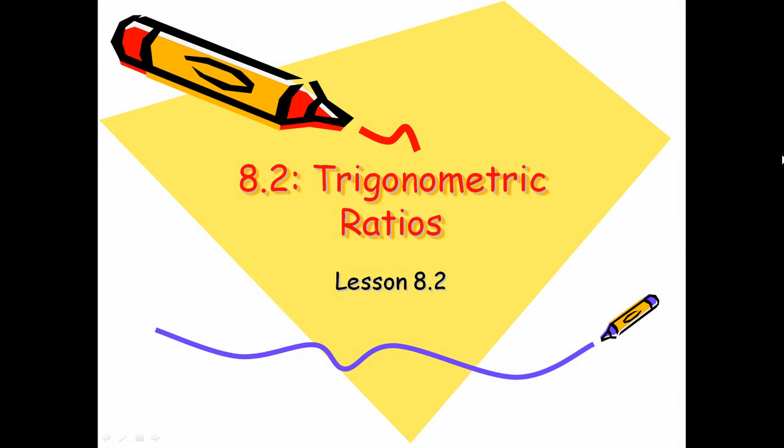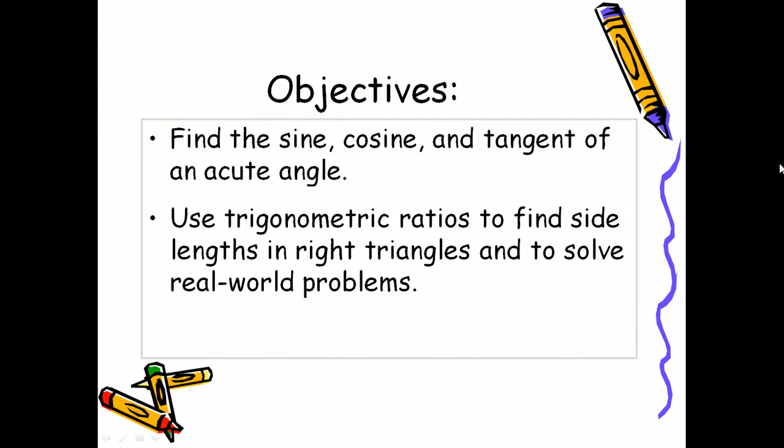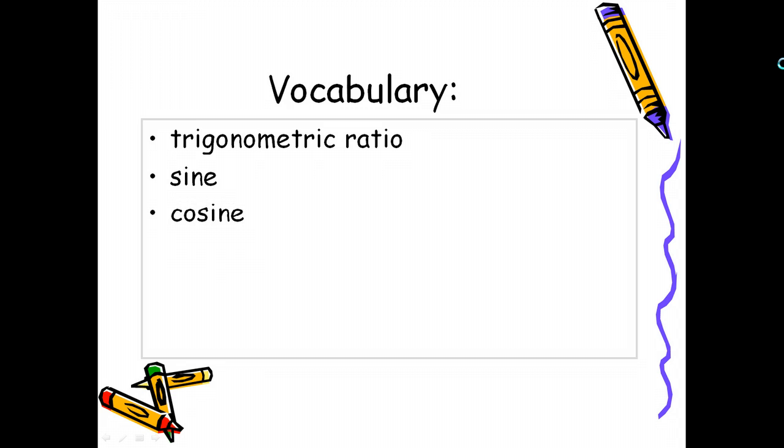Lesson 8.2, Trigonometric Ratios. The objectives of the lesson are to find sine, cosine, and tangent of an acute angle, and use trigonometric ratios to find side lengths in right triangles and solve real-world problems. Your vocabulary words are trigonometric ratio, sine, cosine, and tangent.